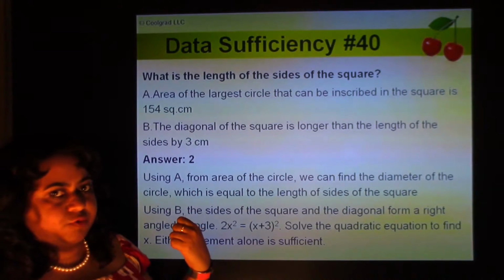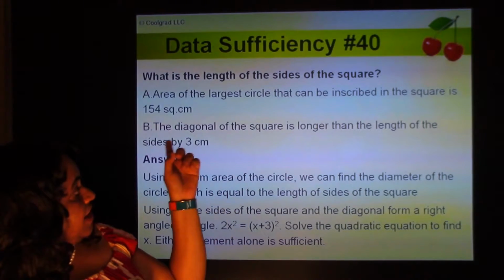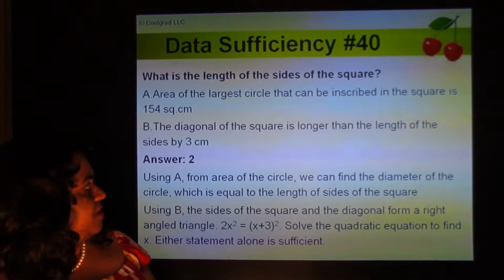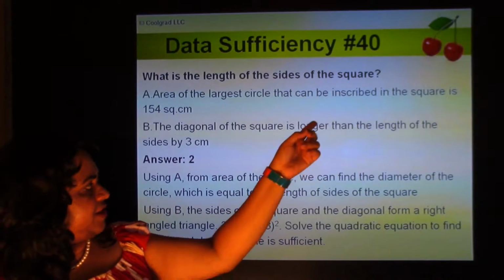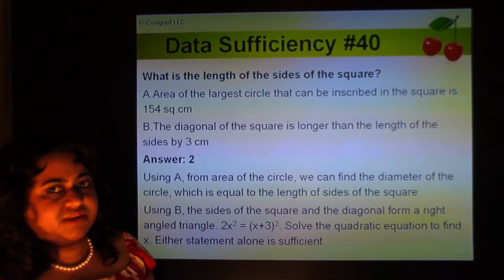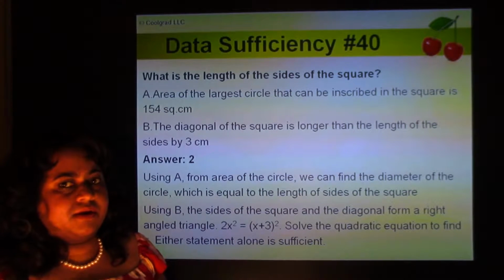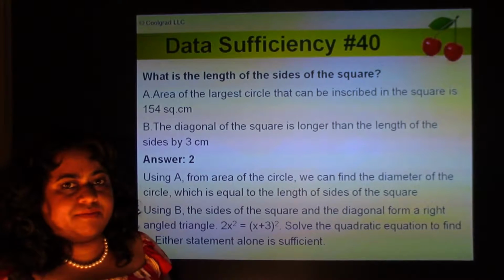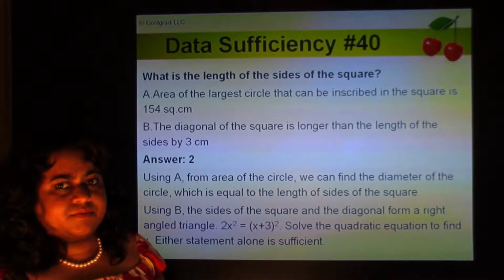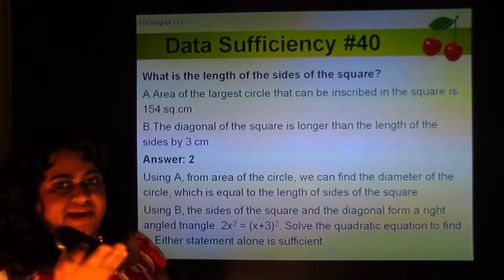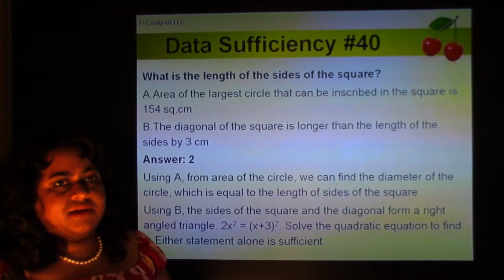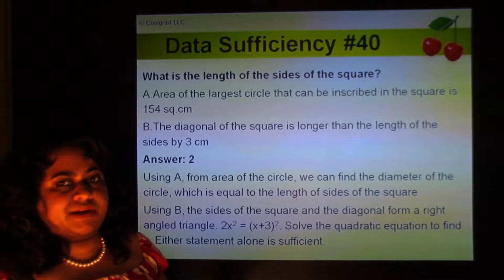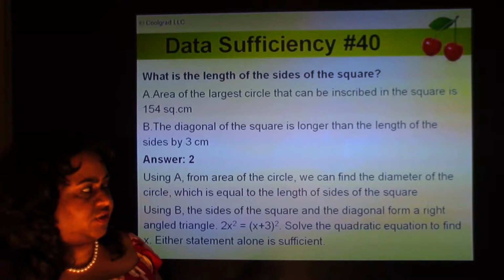So we're using statement B alone. The diagonal of the square is longer than the length of the sides by 3 centimeters. So there's a square and the diagonal is greater than the length of the side by 3 centimeters. We know the ratio between the diagonal of a square and the side of the square, right? Diagonal is square root of 2 times the side of a square, because x square plus x square equals diagonal square. So 2x square equals diagonal square, and so diagonal is square root of 2 times the side. So diagonal is approximately 1.41 times the length of the side of the square.